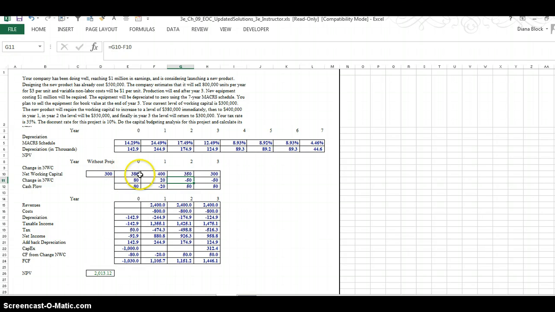So you can see from my example how we're getting the net working capital for each year, finding out what the change is, and from that, we can determine what that cash flow is from the changes in net working capital.